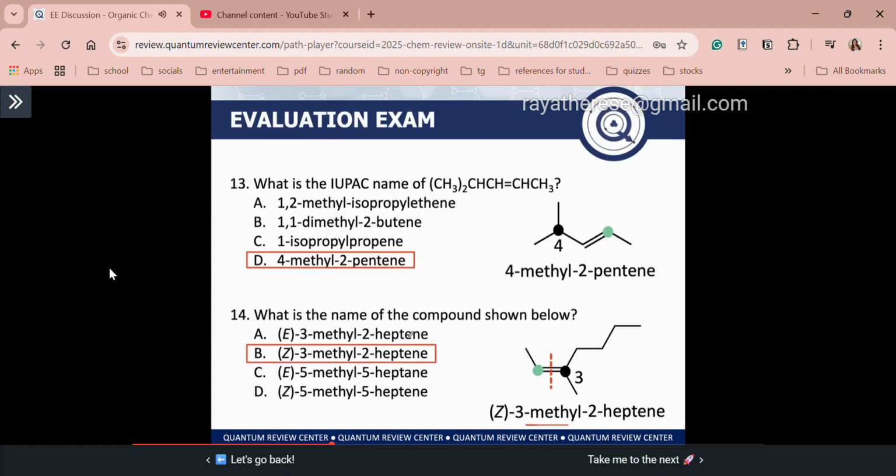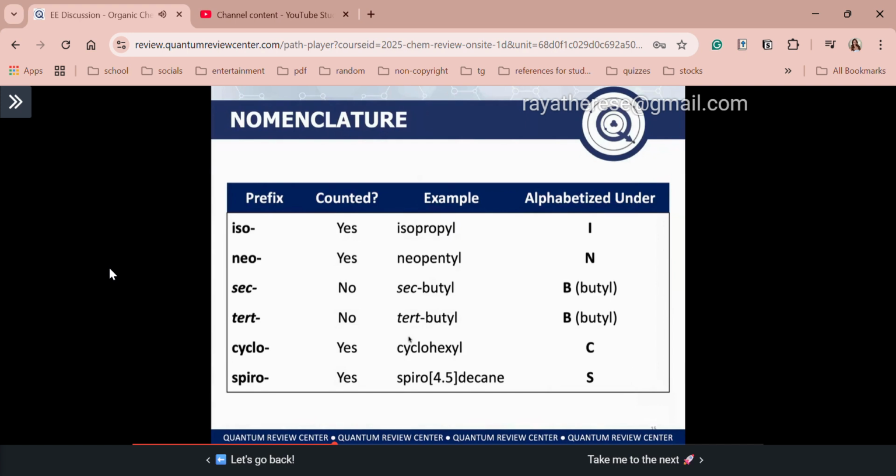Class, remember, when you have different substituents, we will follow your alphabetical arrangement. Sir, what if we have prefixes like sec and tert, should we take those prefixes into account? Class, here is the summary in terms of your prefixes. For iso and neo, usually we also take into account this particular prefix. So for iso, I; neo, N. But for sec and tert, they are actually just adjectives, secondary and tertiary. So usually they are not counted.